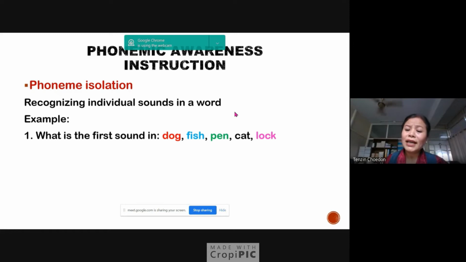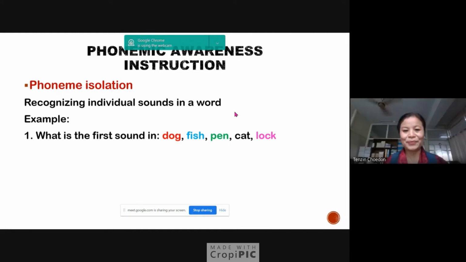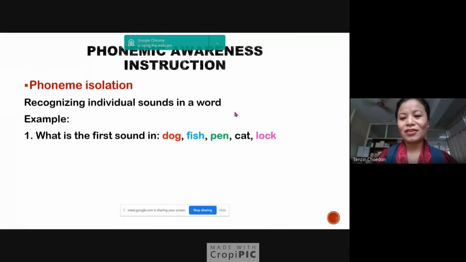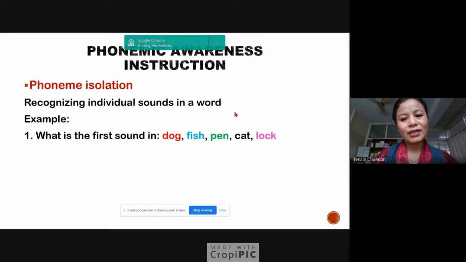Okay, and then you have the last word here, lock. What is the first phoneme, the first sound for this? Okay. So restrict children from saying "luh." It's not "luh." All of us know that, right? The sound for the letter L is "l." Okay.